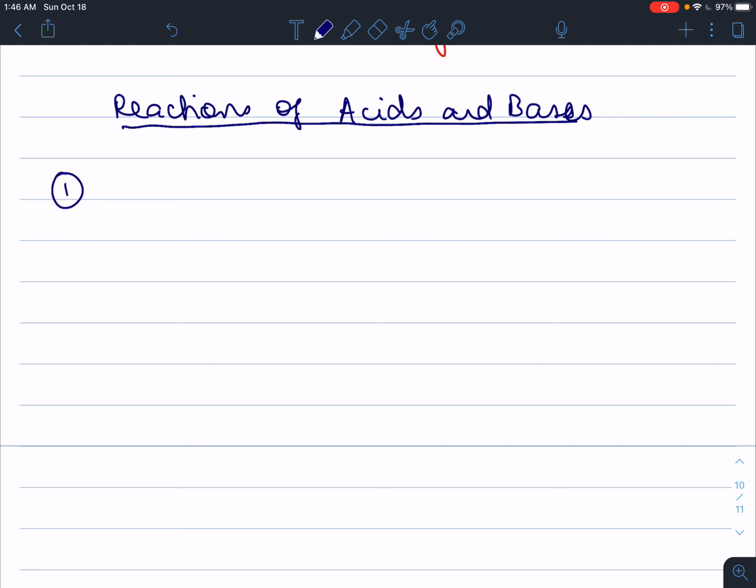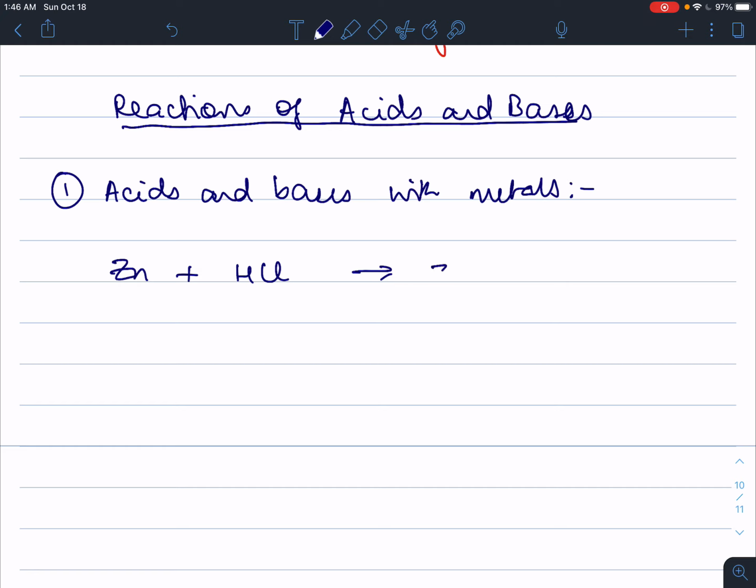The first one here is acids and bases with metals. Now, one of the first examples I gave you in the previous lecture was what happens when you drop zinc into dilute hydrochloric acid. All right. So zinc in hydrochloric acid gives you zinc chloride plus hydrogen gas. All right. Now let's just balance this. So zinc in hydrochloric acid will give you zinc chloride and hydrogen gas.